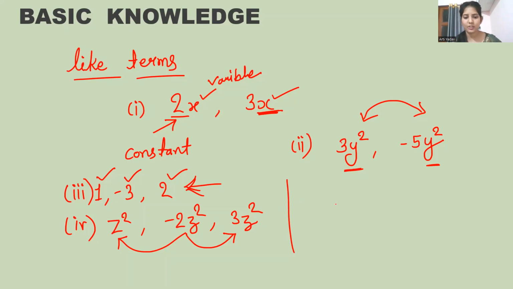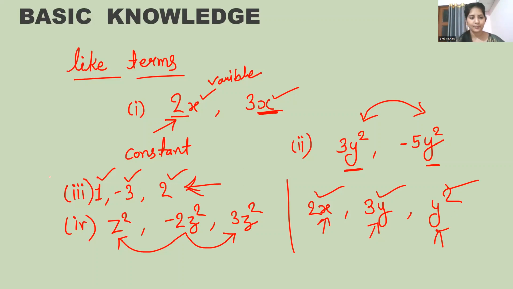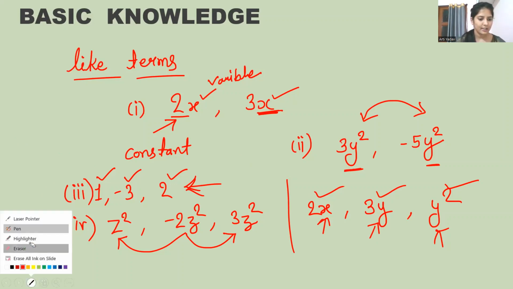Unlike terms will be opposite. अभी unlike terms में जैसे कि I have written here 2x and then I will write here 3y. So 2x and 3y is the example of unlike terms. Okay, if I will write here y square, so these three are unlike. Okay, because here x variable is present, here only y variable is present, and here y square is present. So this is the example of unlike term. Let me give you more example. For example, let me just erase it. Give me 1 minute.